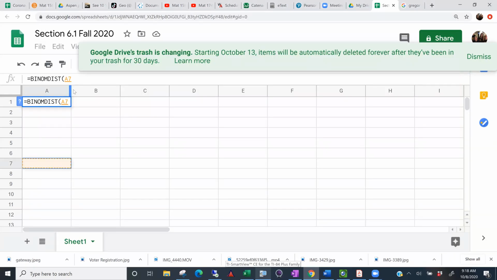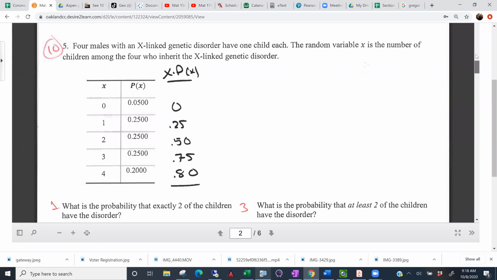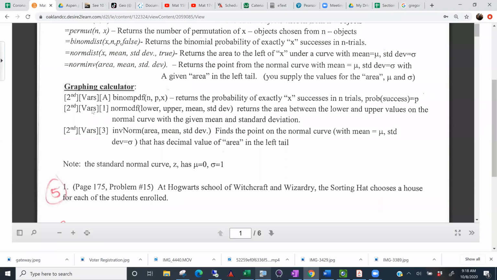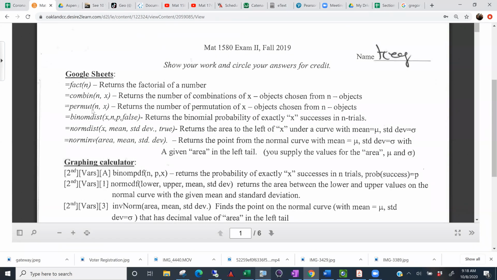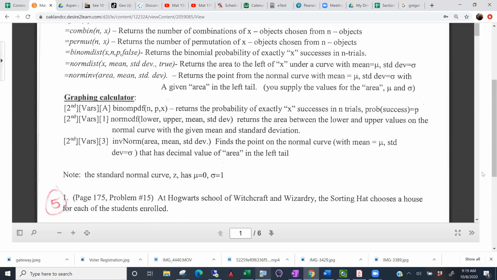On the test, I'll have the list of these commands up there for you at the top of the sheet. In fact, here's a quick look at what you can expect. Here are all the Google Sheets commands that I think you could use, and here are the appropriate graphing calculator commands. The whole idea is that you shouldn't have to remember the exact form of the commands. I'm not testing you on Google Sheets. I'm not testing you on the graphing calculator. You do need to get results from these things, but that's not really the point of these problems. The problem is to interpret the results.